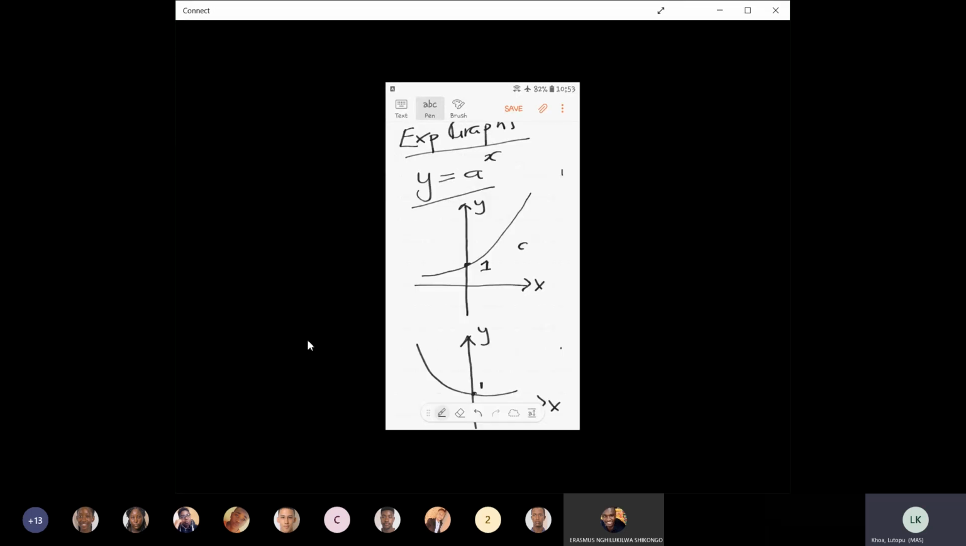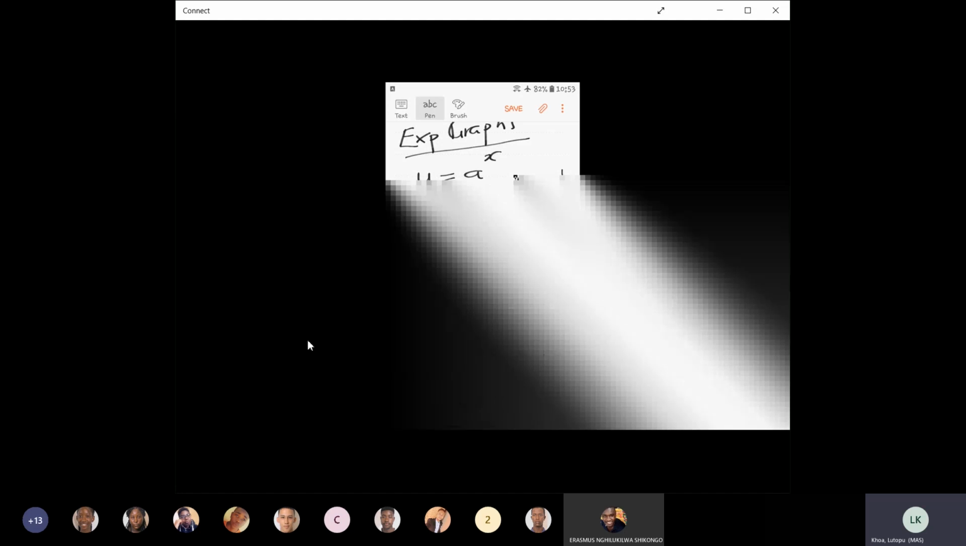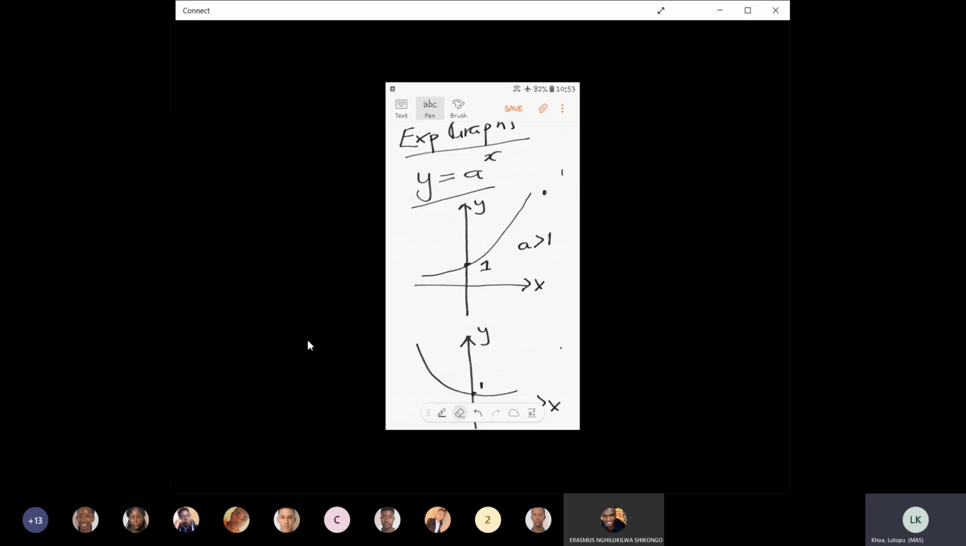Here you have a, which is bigger than 1. So you have a positive number that is bigger than 1. Let's say, for example, a is equal to 5. This is how your graph will look like. And then for the second one, if you have a number between 0 and 1, let's say half, for example. So this could be a graph y is equal to 2 to the power of x, and then this one, y is equal to half to the power of x.